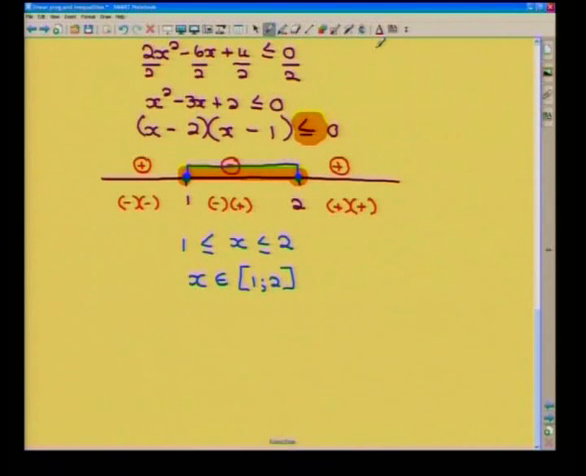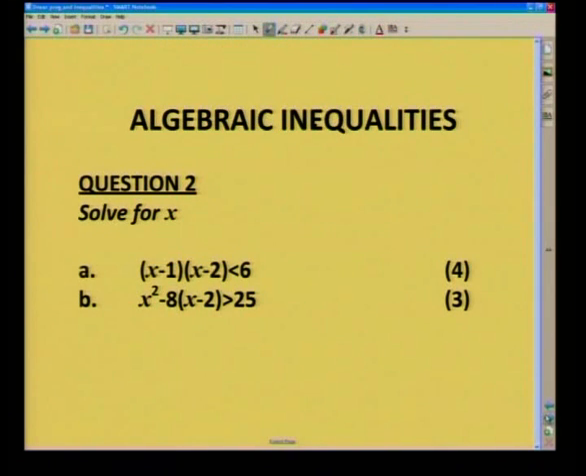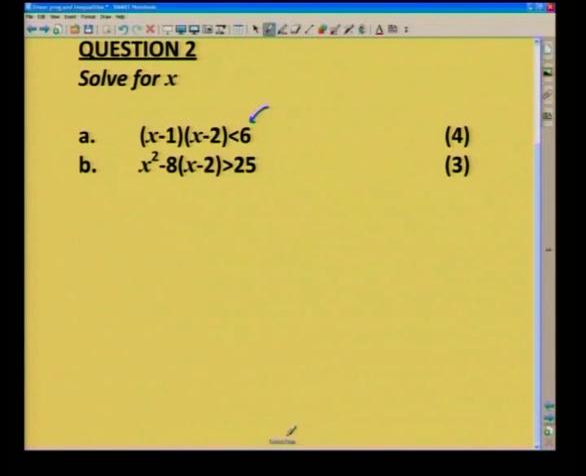Let's look at the next one. Right, these two, a little bit more exciting. You may notice that over here, we've got something times something less than 6. No good, because this has to be a 0. So what's your first step? Your first step is to get a 0 on one side. So, effectively what I would do is I'd go x minus 1, x minus 2, minus 6 less than 0.